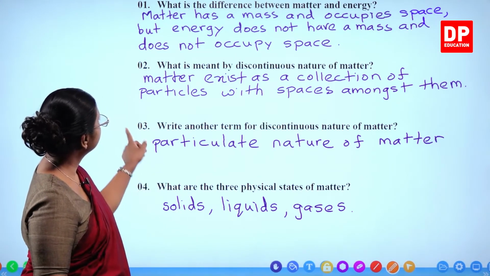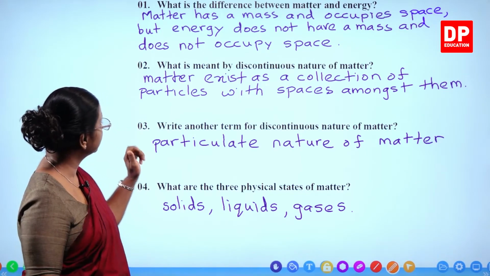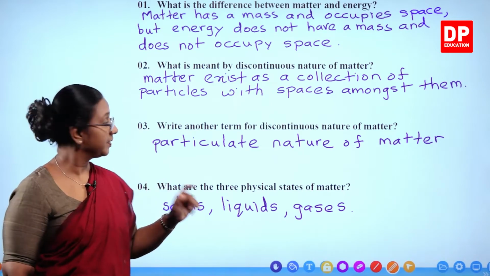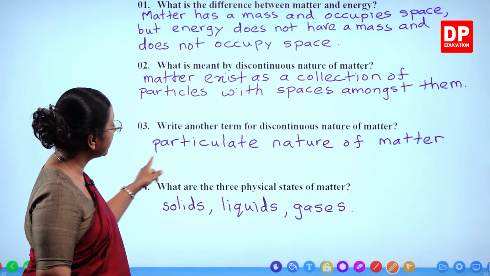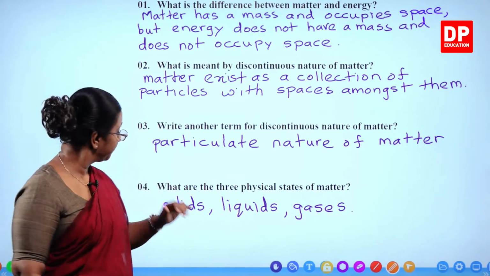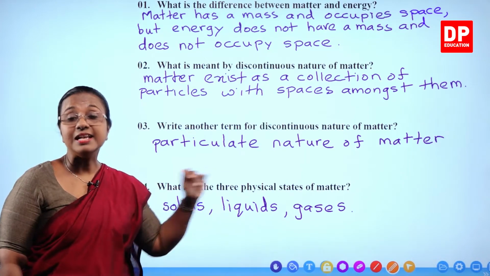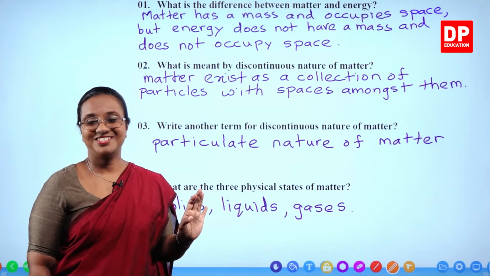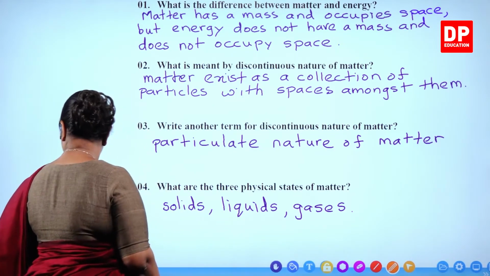So the answers. What is meant by discontinuous nature of matter? Matter exists as a collection of particles with spaces amongst them. Another name for discontinuous nature of matter is particulate nature of matter. And the three physical states of matter are solid, liquid and gas. Those are the answers for these questions, students. With that, we'll move on to the next question.